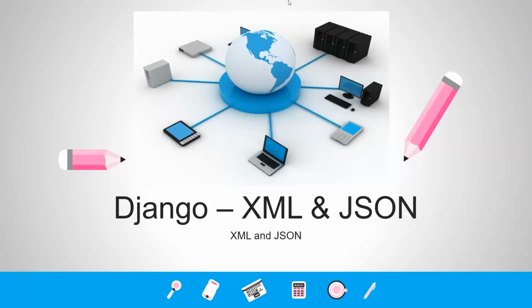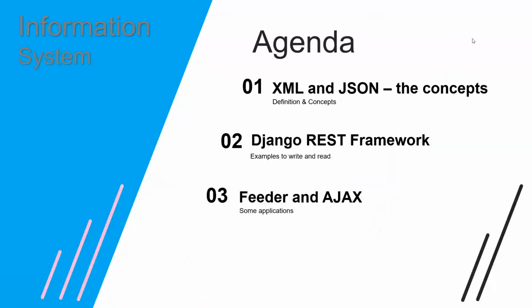In this section, we are going to learn about one of the file types when you are dealing with information systems, especially on the web. You need to understand XML and JSON. So in this section, it is quite long. So we will learn about XML and JSON. We call it XML. Here we call it JSON.